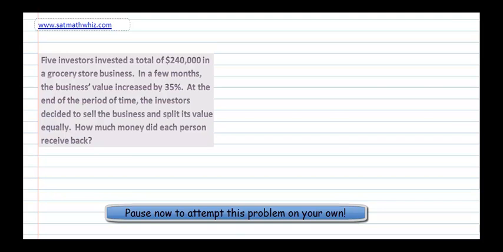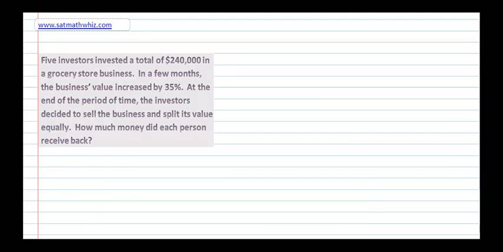Next problem. 5 investors invested a total of $240,000 in a grocery store business. In a few months, the business's value increased by 35%. At the end of the period of time, the investors decided to sell the business and split its value equally. How much money did each person receive back?